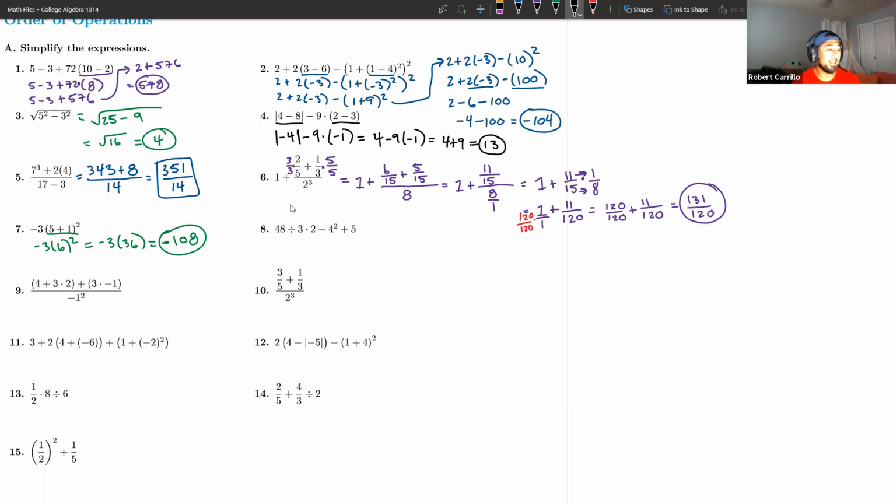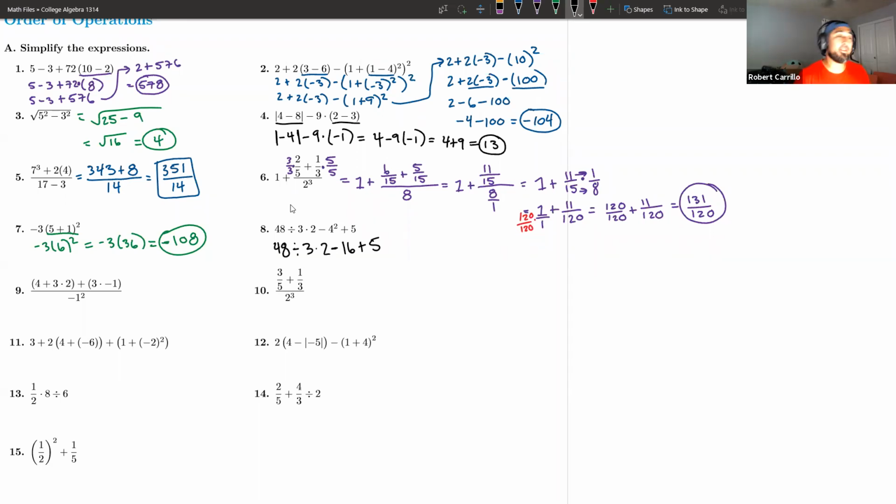Number 8, 48 divided by 3 times 2 minus 4 squared plus 5. Oh, this is one of those Facebook fight problems right here. All right. So we work it left to right. We look for parentheses. We don't see any parentheses. So then we move to the exponent next. So there we have to go with that 4 squared. So it's going to be 48 divided by 3 times 2 minus 4 squared, which is 16. And then there's that 5.